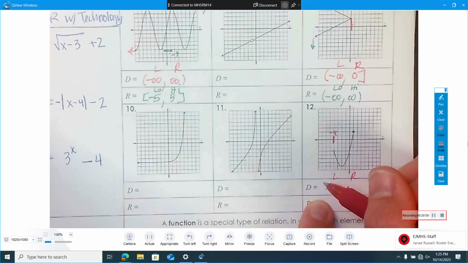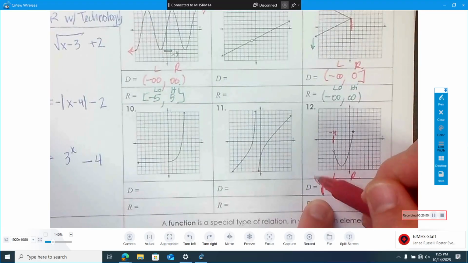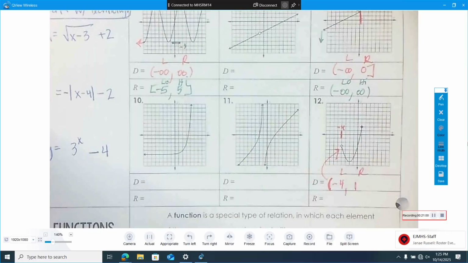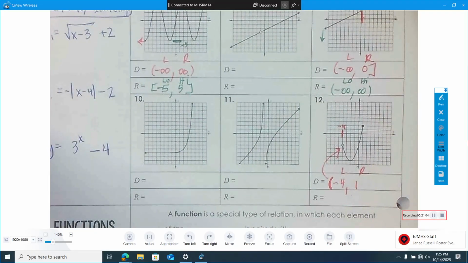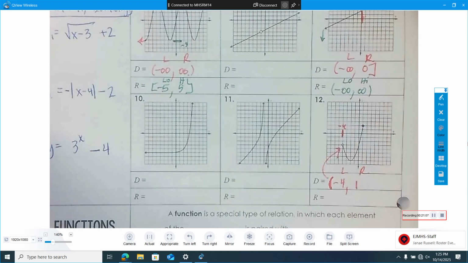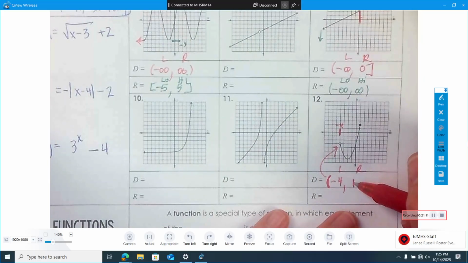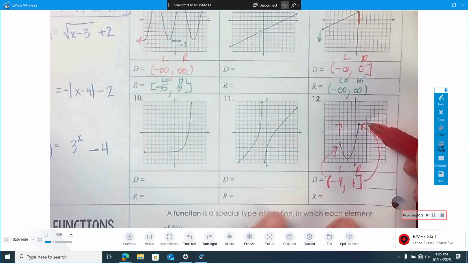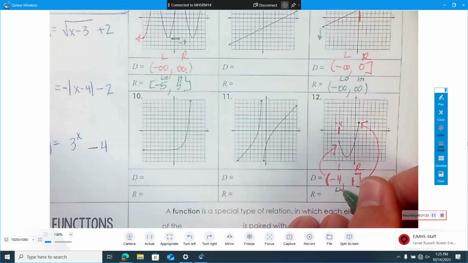Other way around. Parenthesis for the -4. Why do we have a parenthesis there? Because it's an open circle there. So it can't be, it cannot be -4. But negative 3.99999999999999999 is fine. Okay. All right. What about 1? What do we have at 1? Closed dot, so it's equal to, and so we use a bracket because it's a nice solid dot there. Okay. Range, how low does it go and how high does it go?